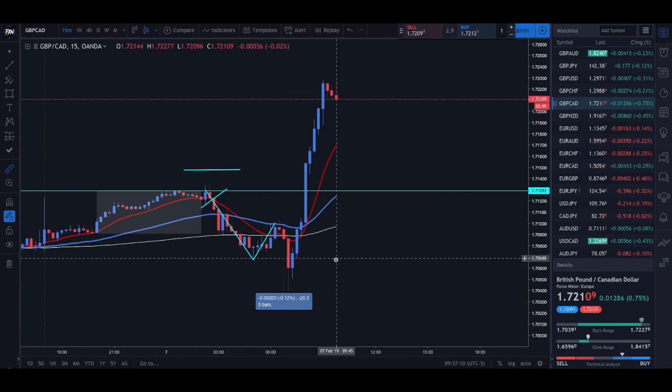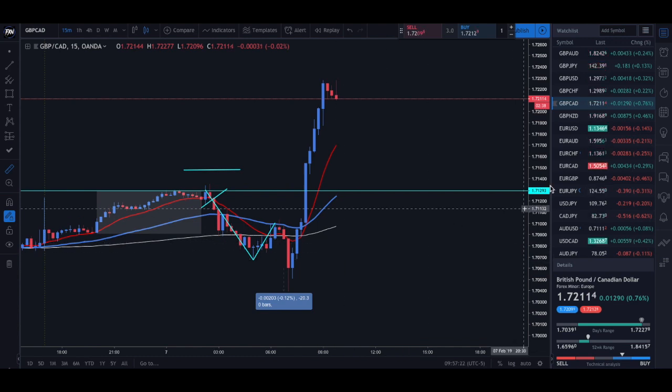But very good trade setups, both on pound CAD. Again, very clear setups. We had two different ones, so very good trade setups on just one pair so far.